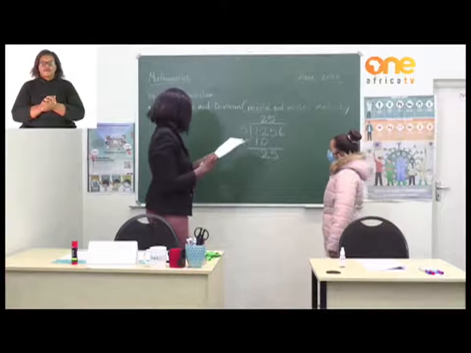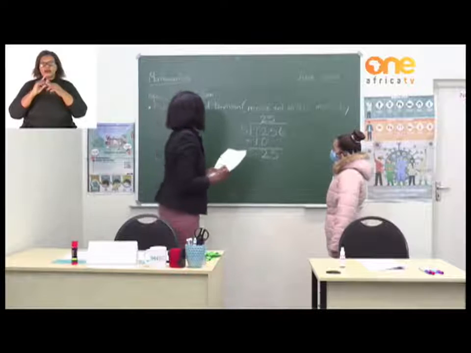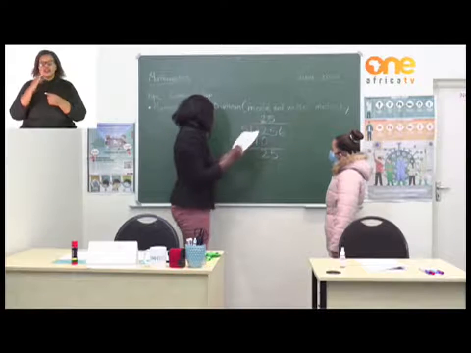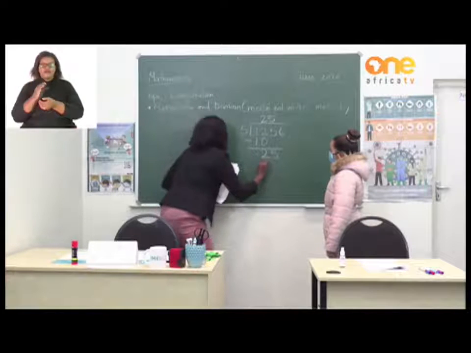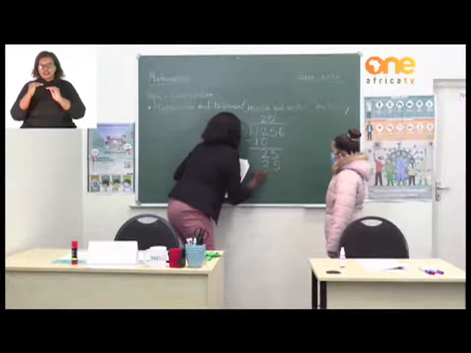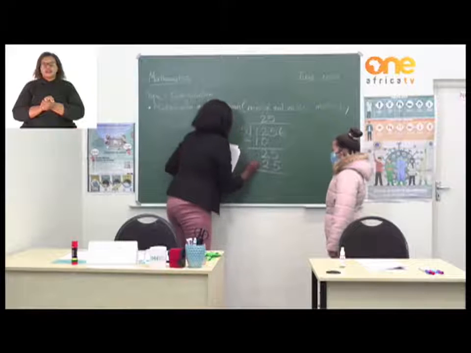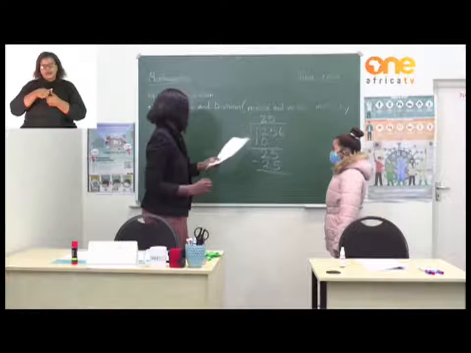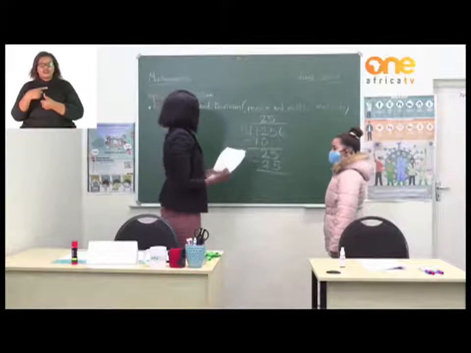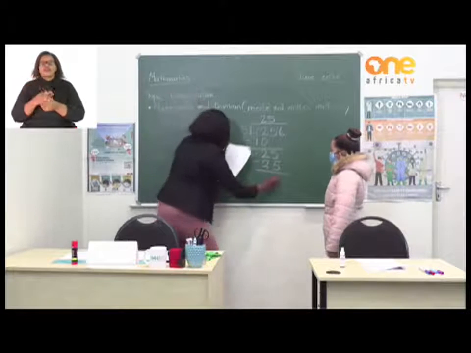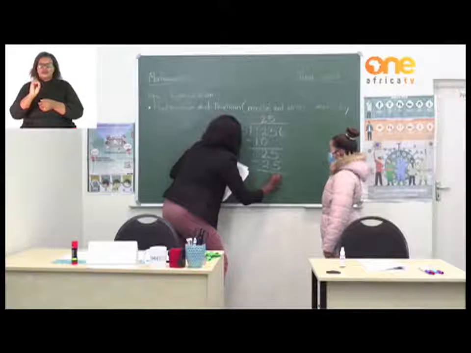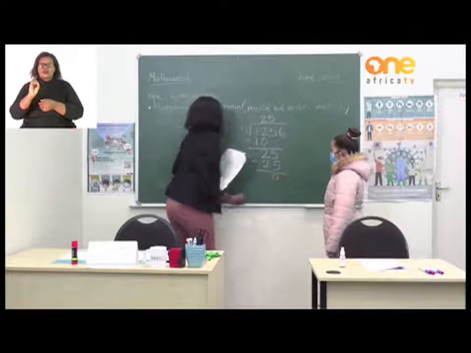Good. The next step is multiplication. We take 5 times 5. 5 times 5 is 25. We write our 25 down there. And then, remember, the next step is subtraction. Then, 25 minus 25, here we got 0. And we write our 0 there.